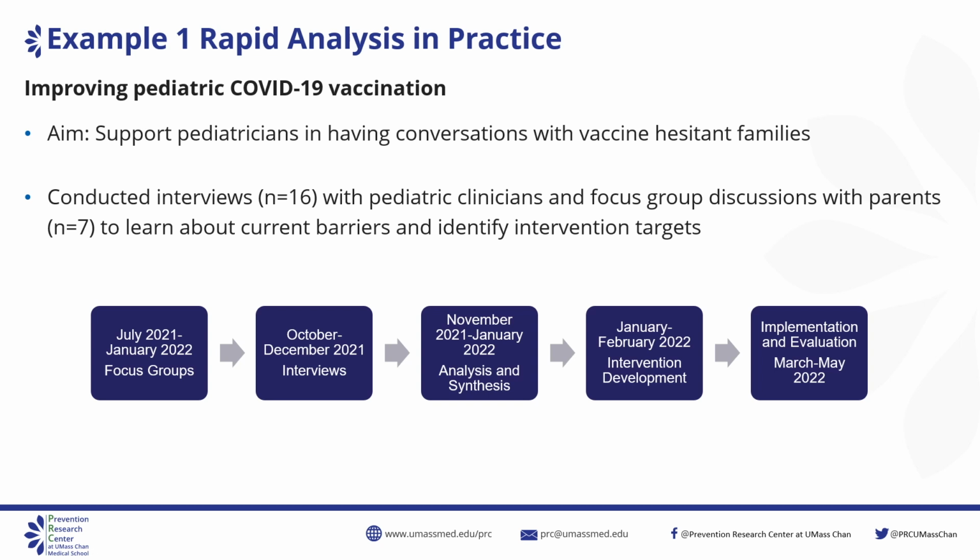You can see from our timeline, we started doing these focus groups in summer of 2021, which was when the adolescent vaccines had been approved. And we knew that the vaccines for the younger kids were about to be approved. So we were really trying to get ahead of this and be responsive to this, at the time, very emergent need. And I include our timeline.